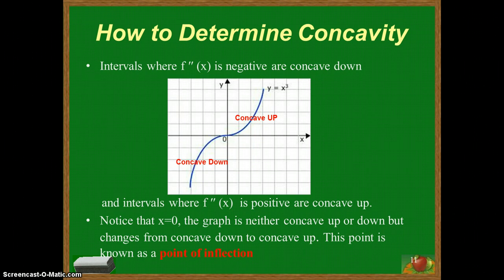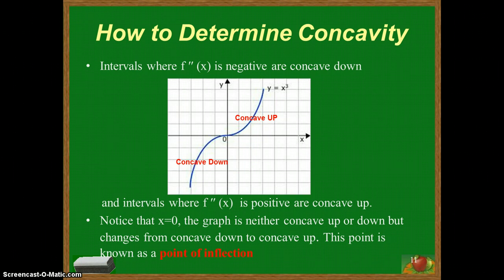Intervals where the second derivative is negative are concave down, and intervals where the second derivative is positive are concave up. Notice that at x equals 0, it's neither concave up nor down, but changes from concave down to concave up. This point is known as a point of inflection, which is called a point of change.